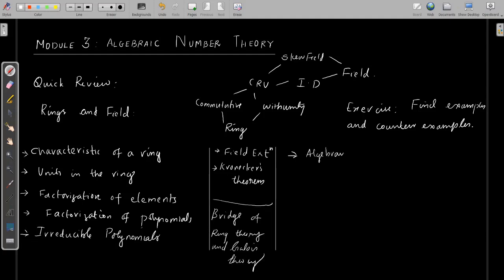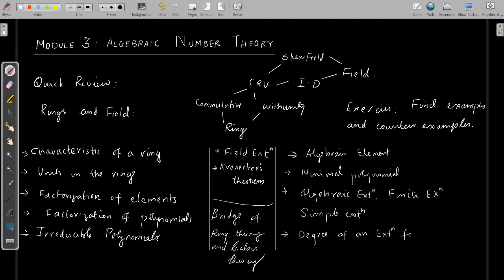Then you need to remember algebraic and transcendental numbers, then minimal polynomials, etc. We have different types of field extensions, say finite extension, simple extension, algebraic extension, etc. We will discuss finite extensions in our syllabus, so that is an important tool in our algebraic number theory study. If we discuss finite extensions, we can think of the degree of an extension field and the degree of an irreducible polynomial over a field. All this.